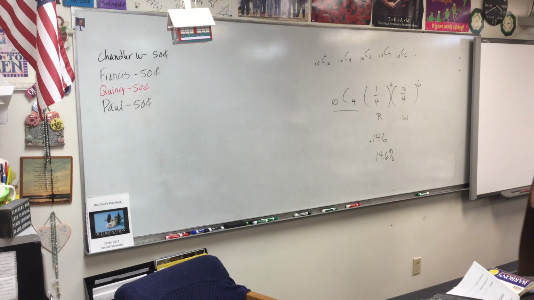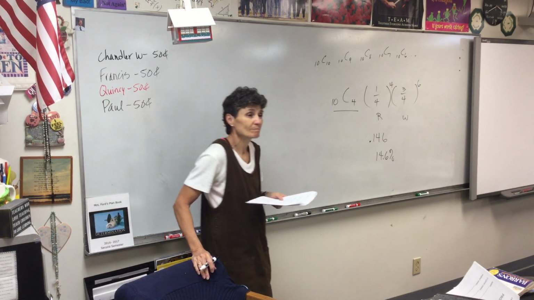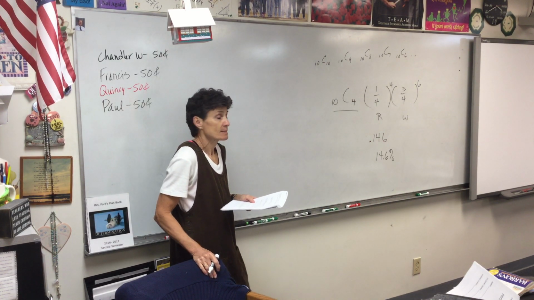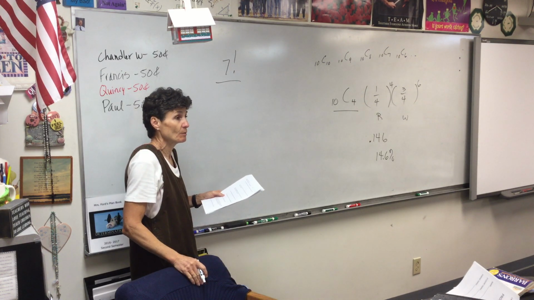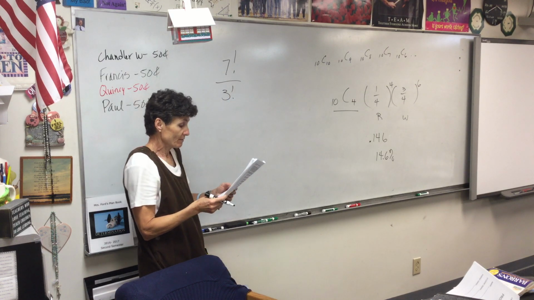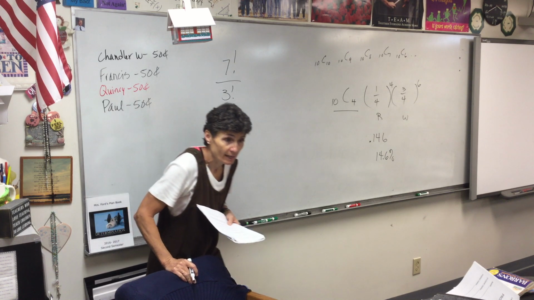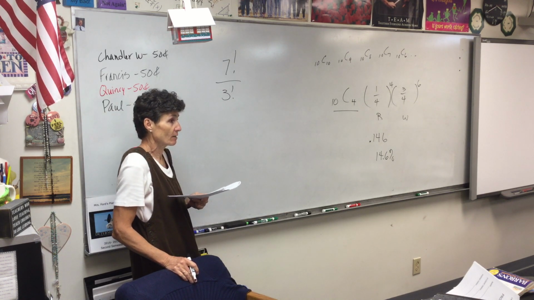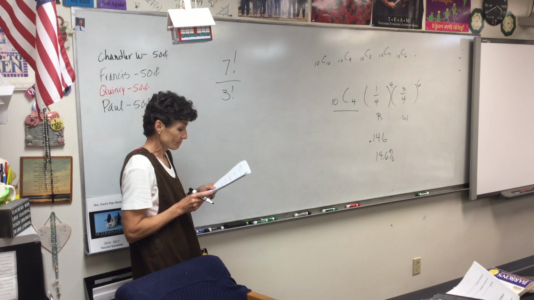How many ways can 7 books be arranged on a shelf if 3 of the books are identical? 7 factorial is the beginning, but then we have to divide by 3 factorial. And we divide by 3 factorial because the books are identical, and that's how we do identical things. Speaking of, look at the next problem.